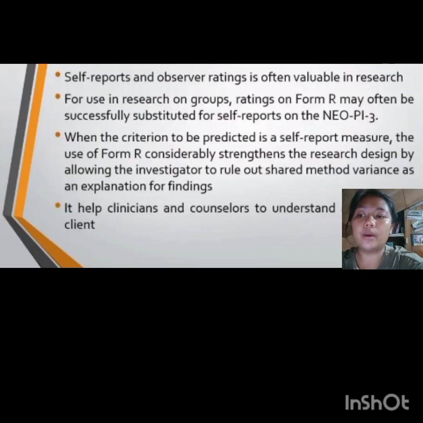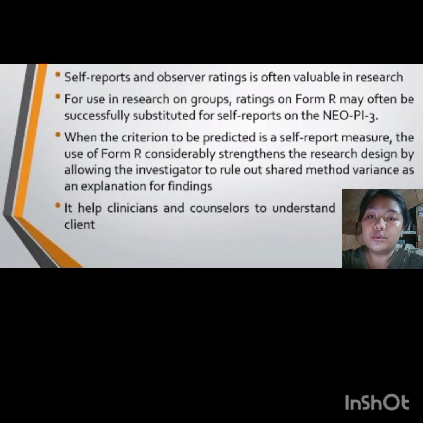Okay, let's continue about the self-report and observer ratings. Self-report and observer ratings are often valuable in research. Why? Because not all data gathered are accurate, for example, because of honesty, interpretation of questions, and the like. But for clinicians and counselors, self-report and observer ratings have important functions in helping them understand an individual client.